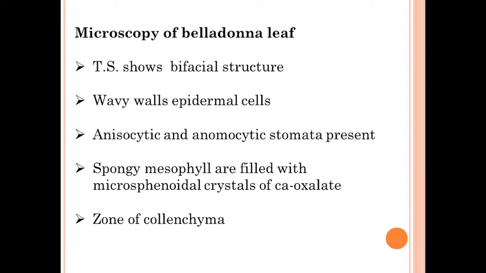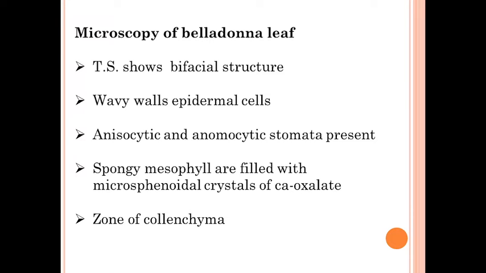Topic is alkaloid. In our last lecture we discussed the collection and cultivation of belladonna leaf and belladonna plant, and the morphological characteristics of belladonna plant. Today we are going to discuss the microscopy of belladonna leaf and root.